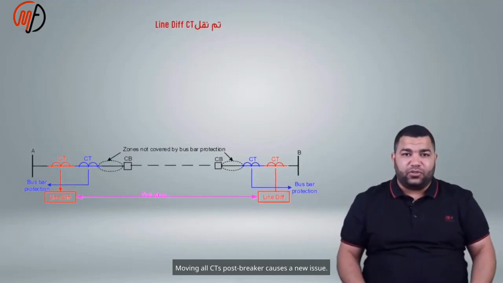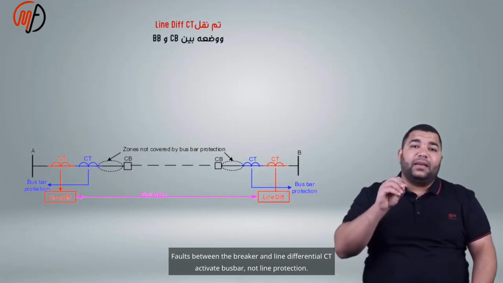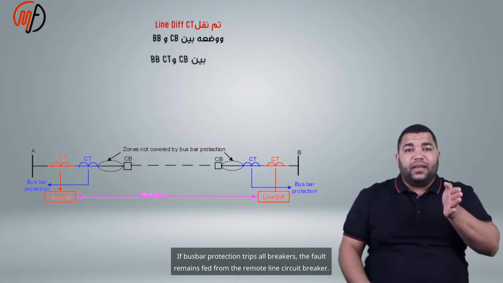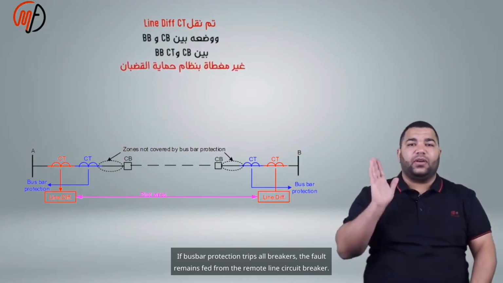Moving all CTs post-breaker causes a new issue. Faults between the breaker and line differential CT activate bus bar, not line protection. If bus bar protection trips all breakers, the fault remains fed from the remote line circuit breaker.